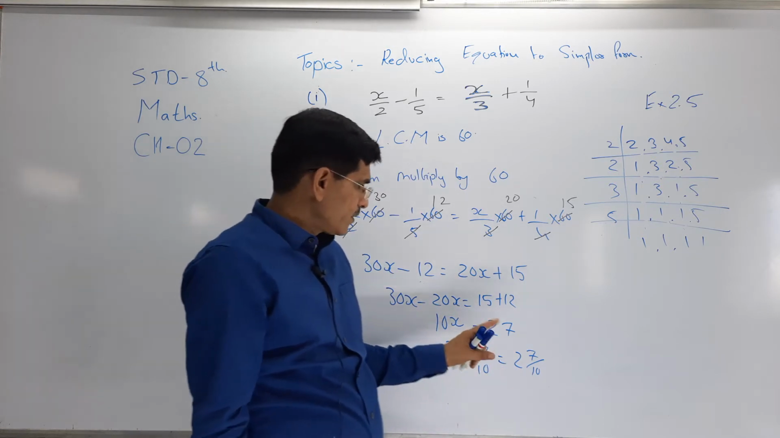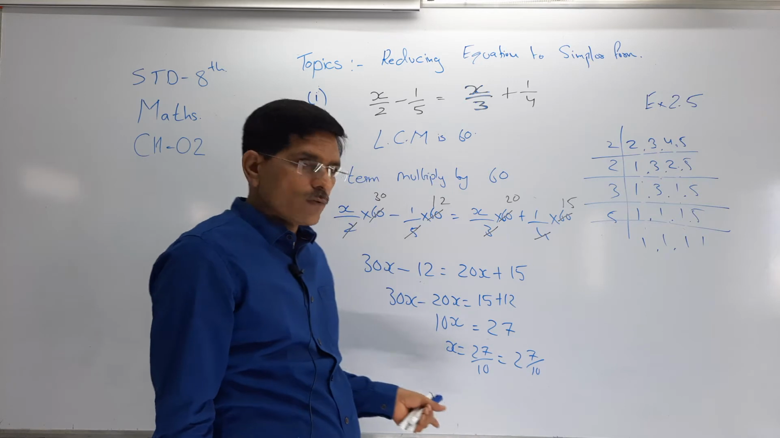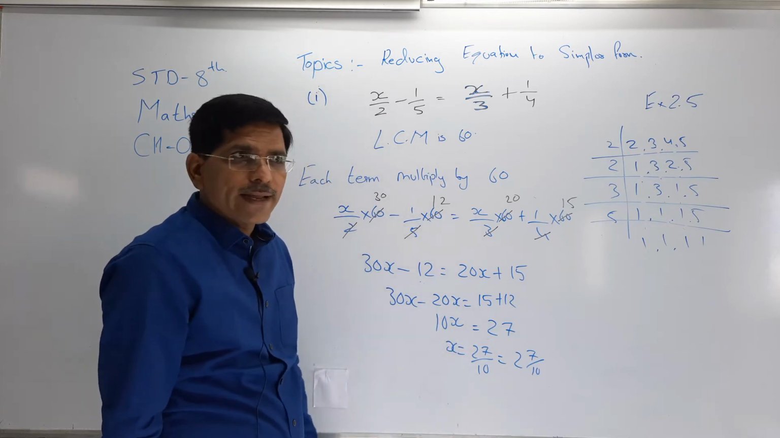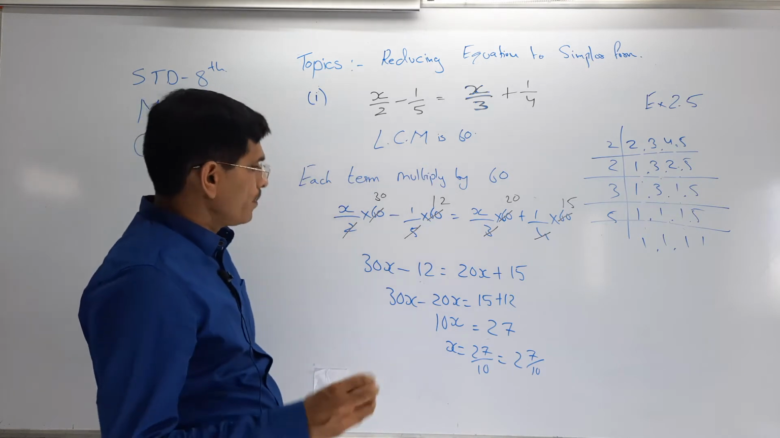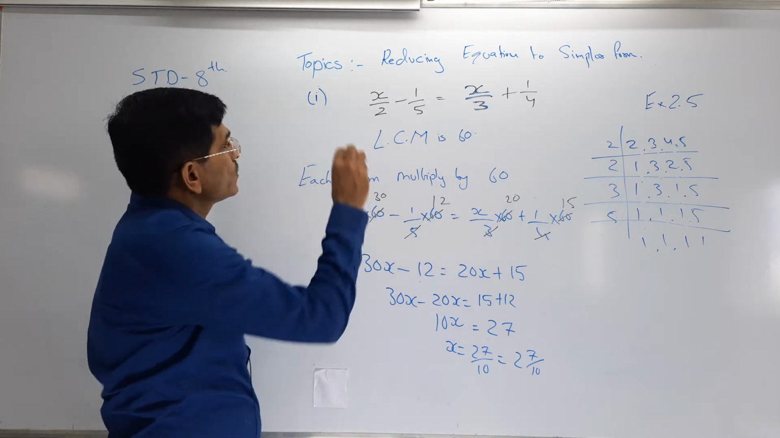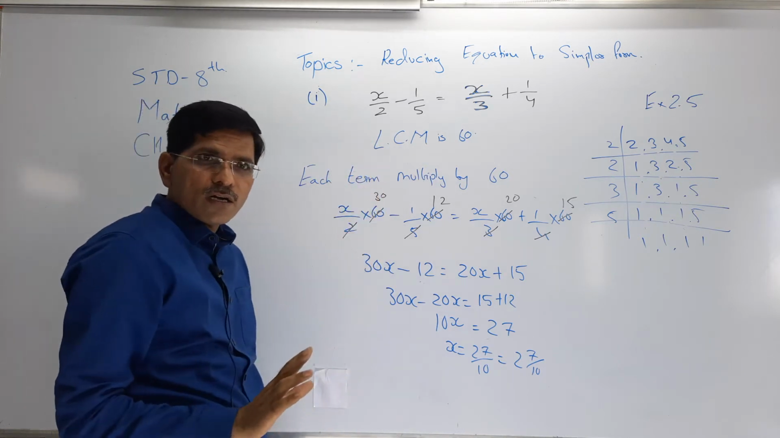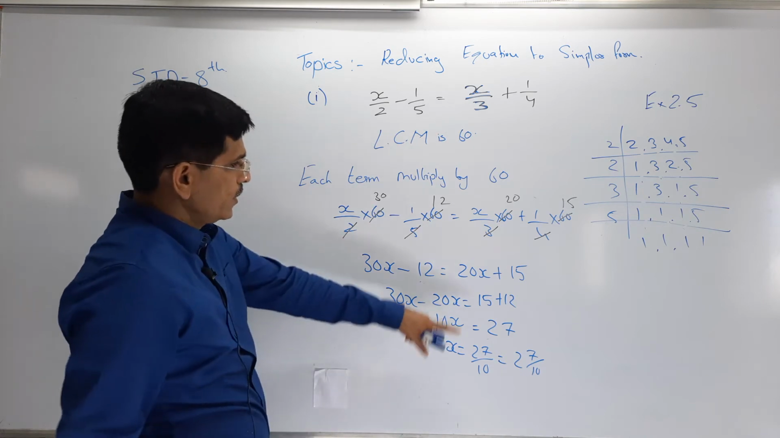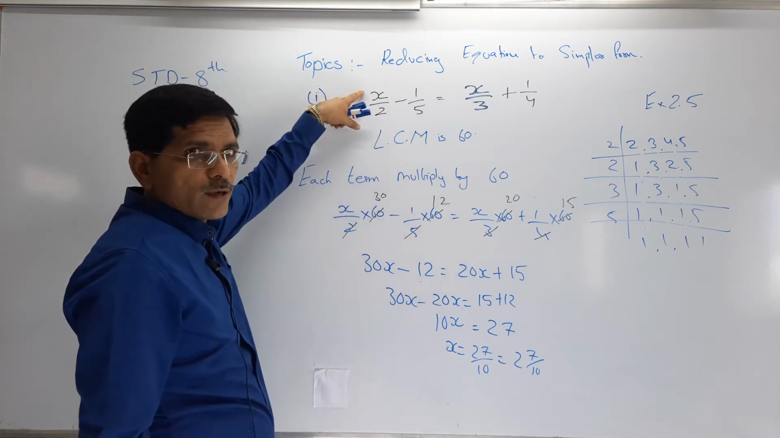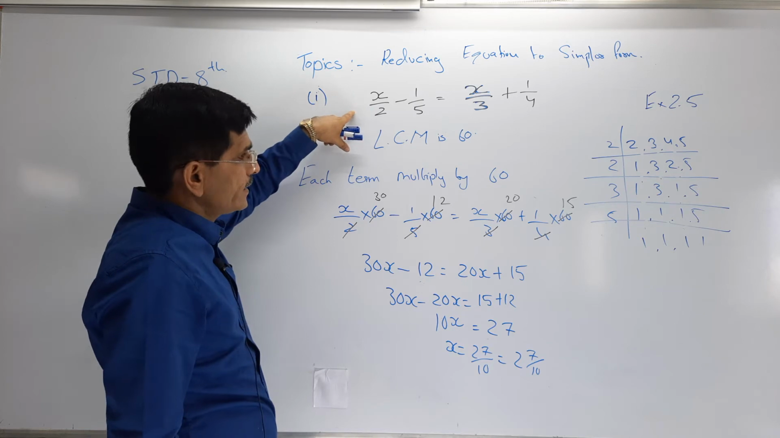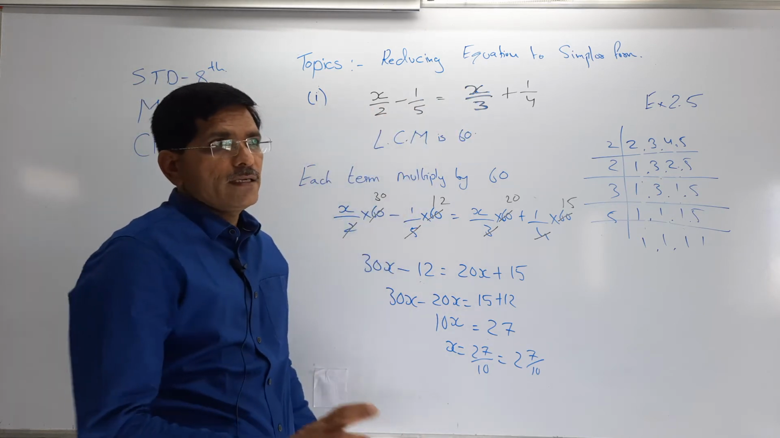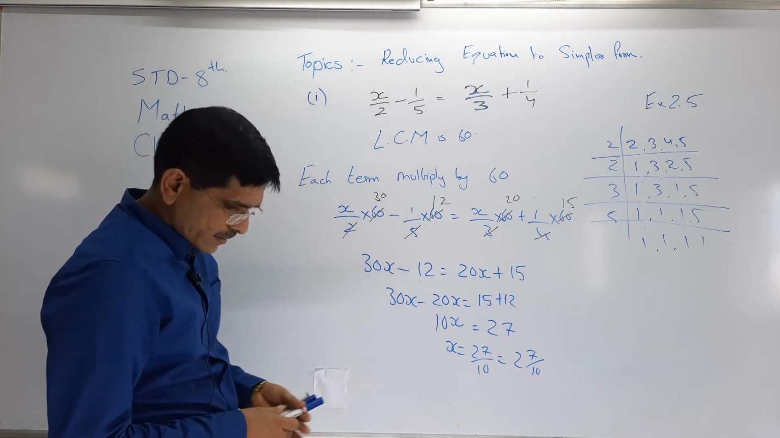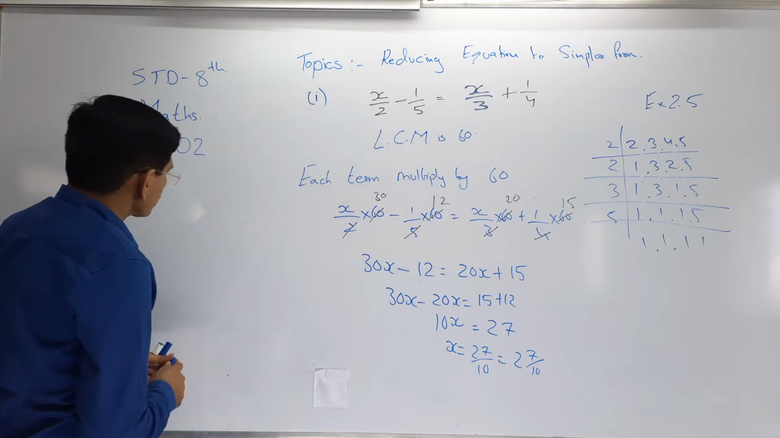So, 10x is equal to 27. So, x is equal to 27 by 10, or we can say 2 integer 7 by 10. Now, what do we have to do? We have to check that our answer is correct or not. If I put 27 by 10 here, here and here, then we check whether it is correct or not.